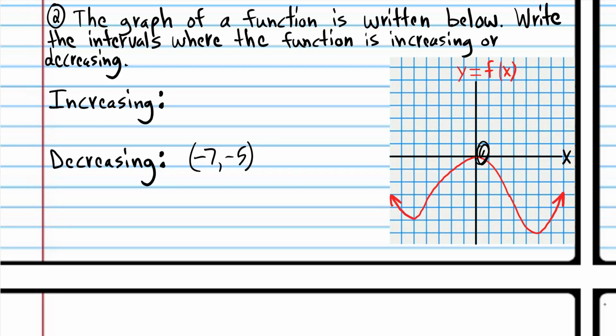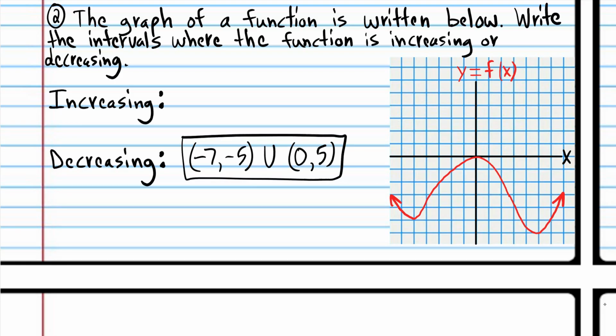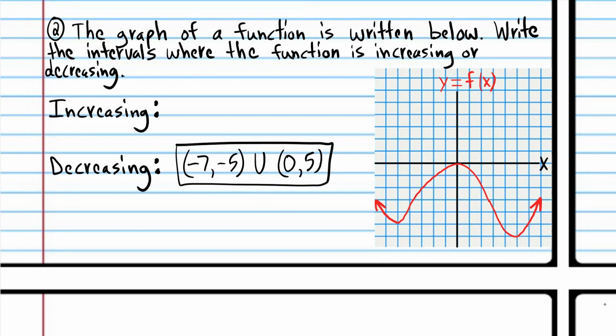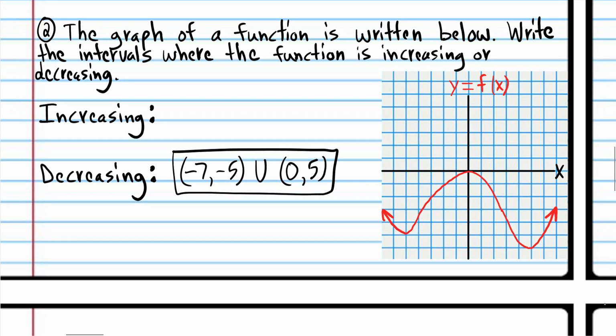It's also going down from left to right from 0 to 5, it looks like. So from 0 to 5, it's decreasing. And we can put a union symbol there. So those are the intervals where the function is decreasing. Remember, when we're talking about increasing or decreasing, it's always left to right.